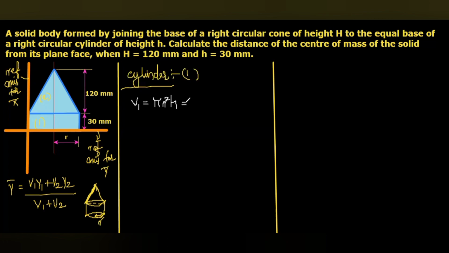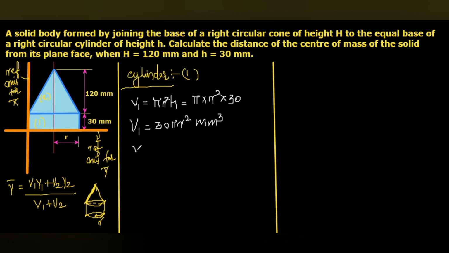So here r is the unknown. So pi, you can substitute r as unknown itself. The height, h, height of the cylinder, that is 30 mm. So we can write this in terms of pi r square, that is 30 pi r square. All the values are in mm, and it is volume, so mm cube.